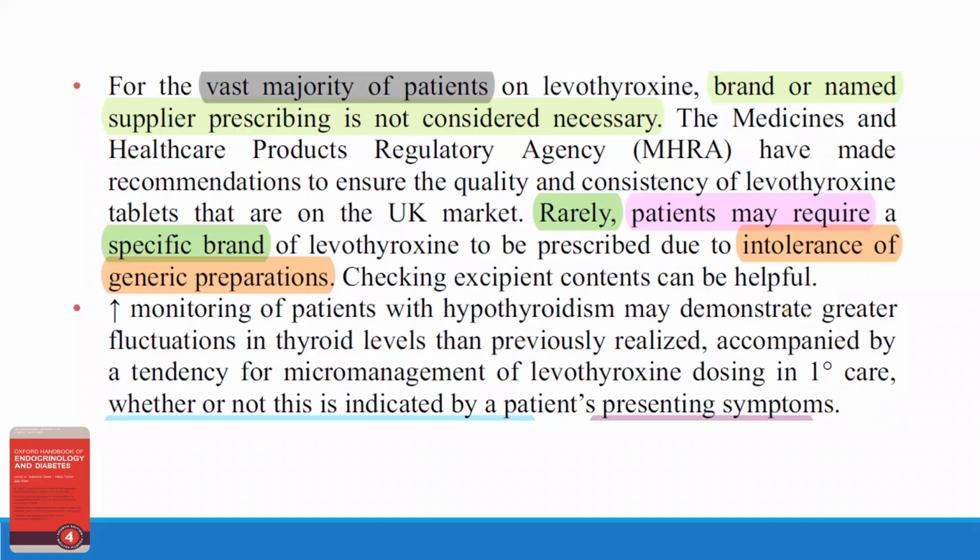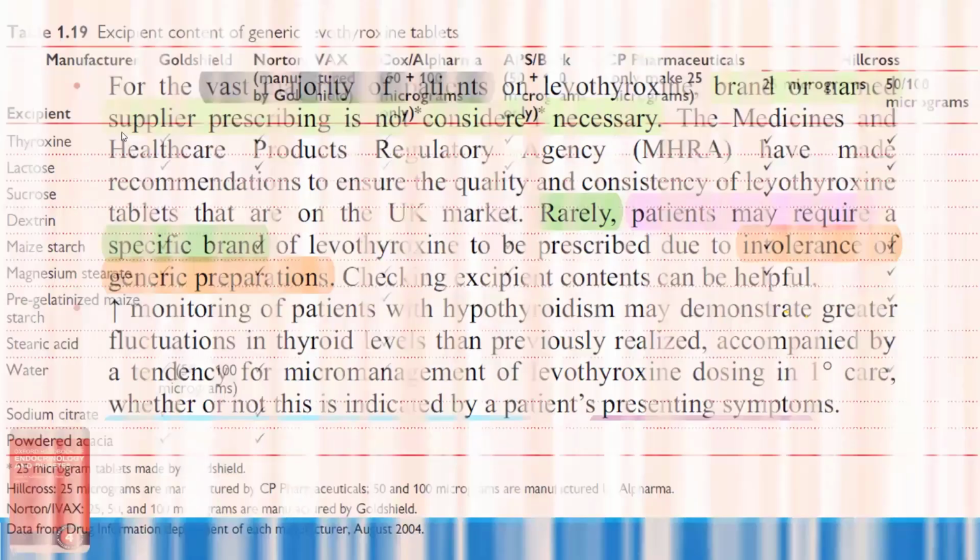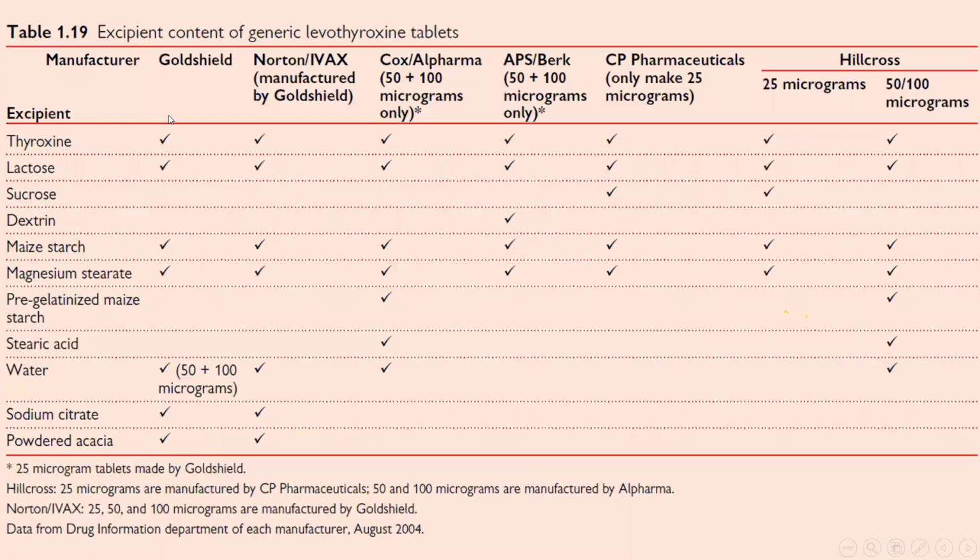Brand or generic levothyroxine has no superiority of one over the others. But rarely a patient may require a specific brand because they cannot tolerate the generic preparation, since the excipient presented in the drug is not the same. In the Oxford Handbook, they mention a table of the excipients in different trade names of levothyroxine. This is not an important table, but you should know that the excipient differs between brands.